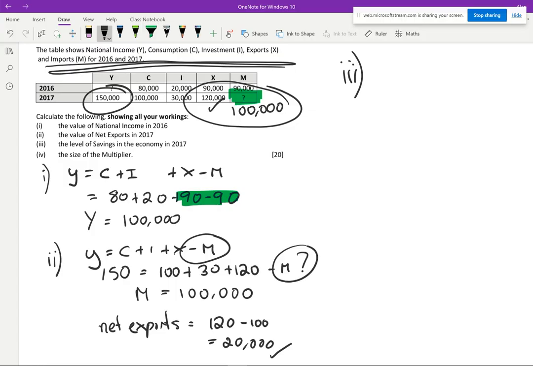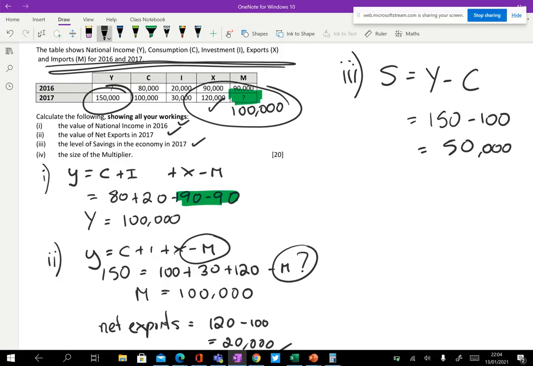Part 3. See how easy this is. The level of savings in the economy in 2017. Level of savings. Well, savings is easy because we know that savings is just equal to income minus consumption. Savings is whatever money you get minus your consumption. So this is an easy one. So we're looking at 2017 here. So our income is 150. Our consumption is 100. So how much are we saving? 50. That's right, isn't it? Yeah, 50,000. Too easy. Level of savings, job done.